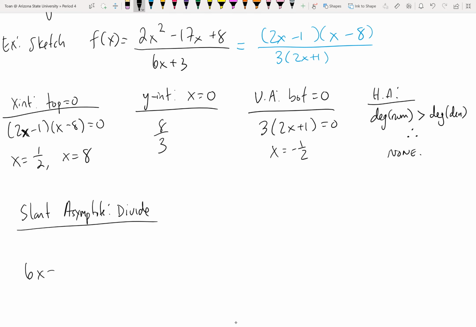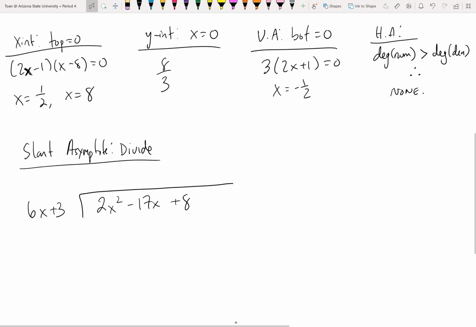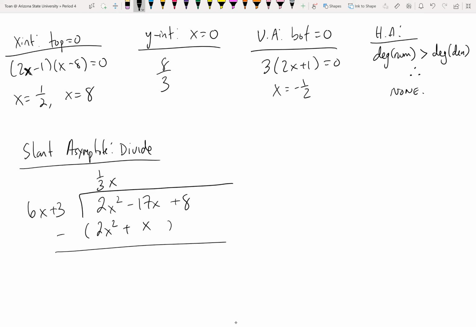So I'm going to divide 6x plus 3 into 2x squared minus 17x plus 8. I'm just going to fast forward through this because the point isn't the division. So if you're a little bit weak or iffy on division, put that on your to-study list for Thursday's test. So let's go ahead and divide. 2x squared divided by 6x is 1/3 x. Multiply 1/3 x times 6x plus 3 is 2x squared plus an x. I'll go ahead and subtract. That's going to be negative 18x. I'll bring down a plus 8, and then you repeat the process.